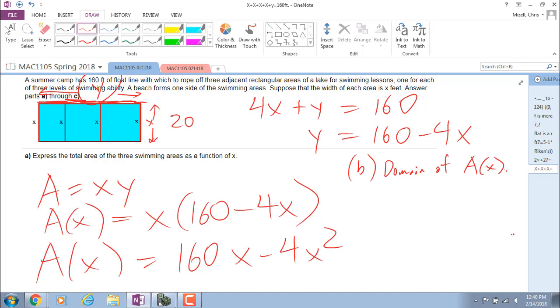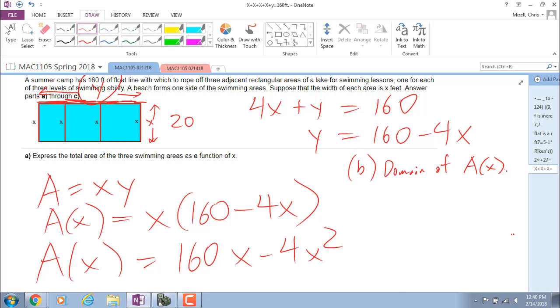But what if we pressed it farther? What if we made it 35, 35, 35, 35? 35 times 4 is about 140, I think. Then it can only be 20 feet wide in that case, or 20 feet long, I suppose, and that's divided by 3, so the swimming areas are getting quite skinny. You can maybe do laps back and forth, but not a whole lot else.